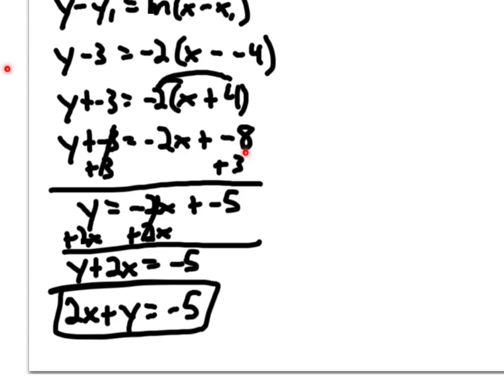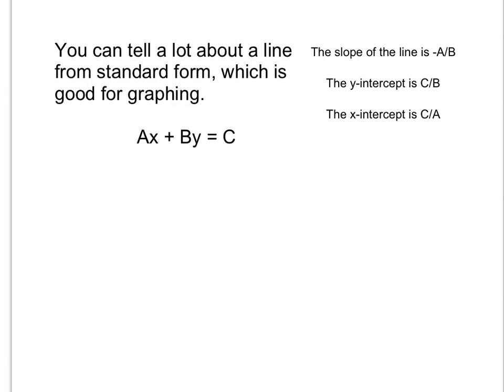Alright, let's keep on moving on. Now, one of the good things about standard form is that in standard form you can tell a lot about the line just by looking at the equation, okay, which is good for graphing. This standard form has some tricks to it, okay? Well, the slope of the line is always the opposite of a over b. The y-intercept is always c over b, and the x-intercept is always c over a.